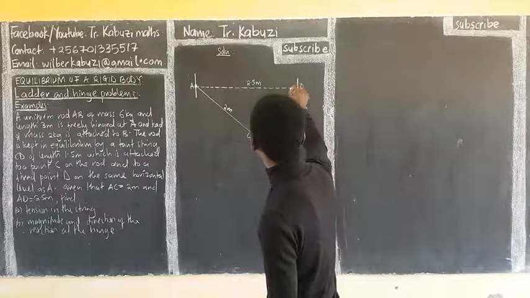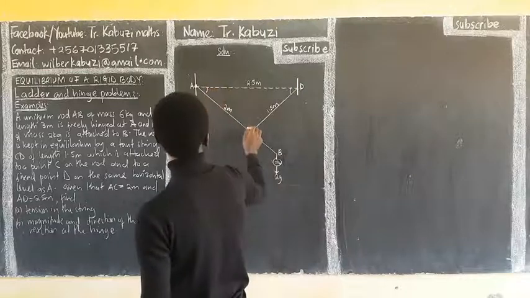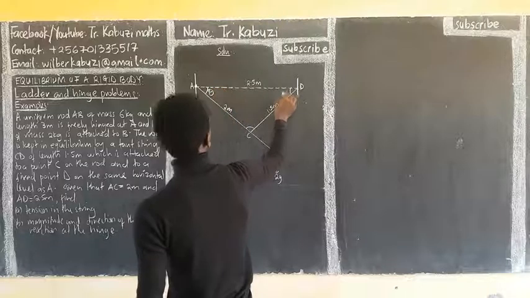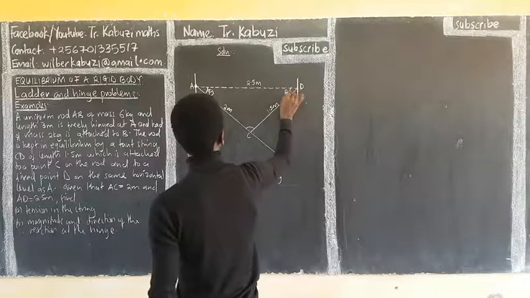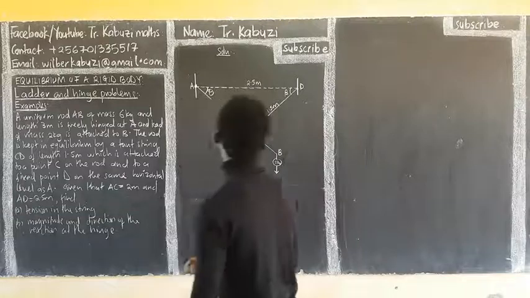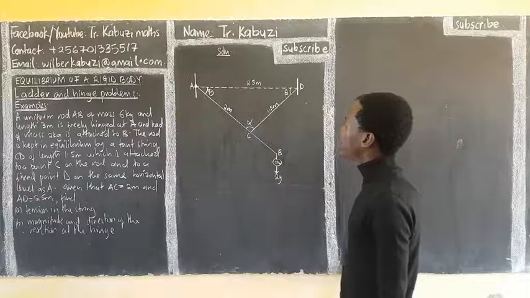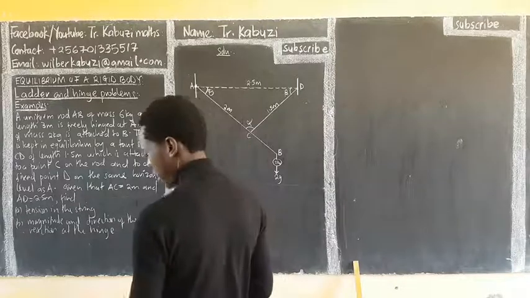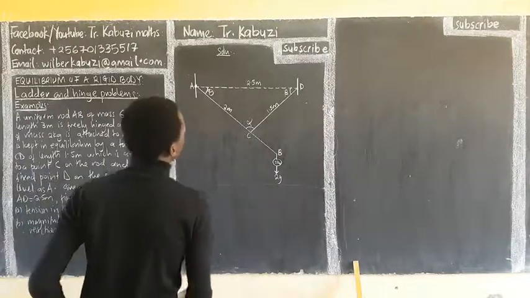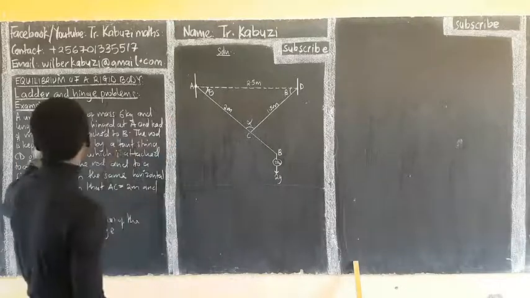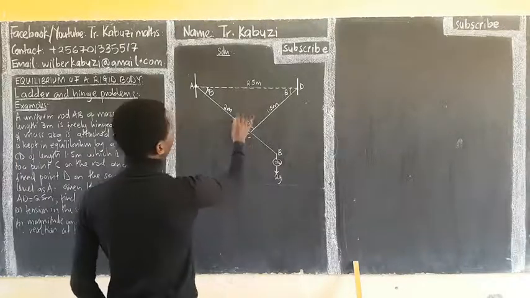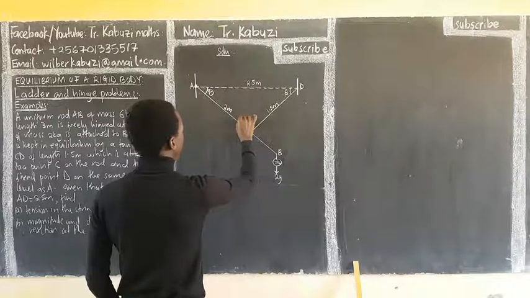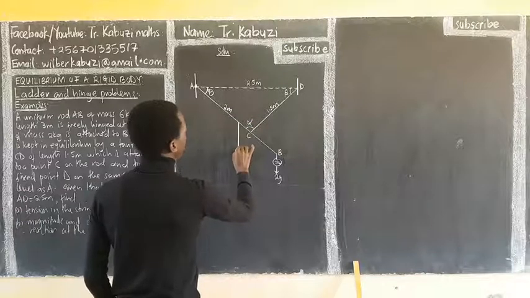So I don't know this angle, I don't know this angle, and I don't know this angle. Let me call this one theta, this one beta, and this one alpha. So we need to get this angle first here. Now, this was a uniform rod, meaning the weight is going to act in the middle. The whole rod was 3 meters, so this is my midpoint where the weight of that rod is going to act.